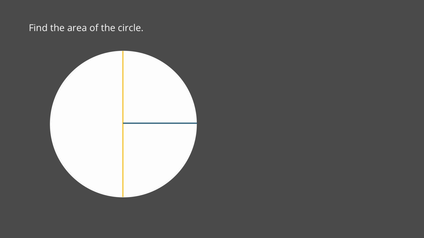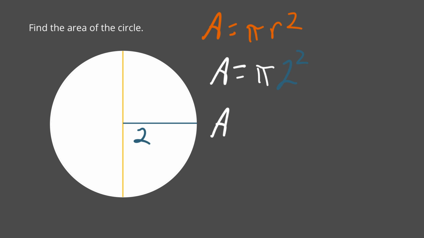Let's say for this example, our radius is 2. Recalling the formula, area equals pi radius squared, we can solve area equals pi and radius is 2, and we have to square it. We know that 2 squared is 4, so our answer is A equals 4 pi. Awesome.